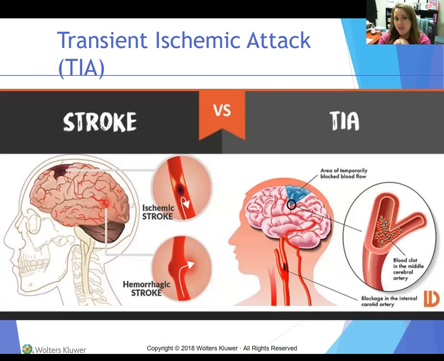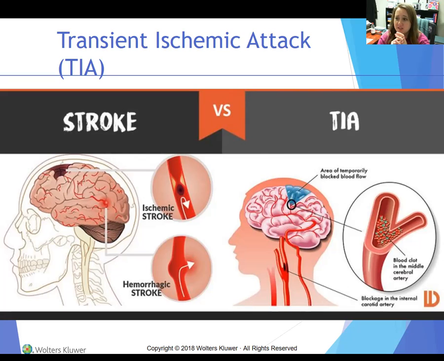Transient ischemic attack, a TIA. I'm sure you guys have probably seen this or heard of this. So we have some sort of blockage to prevent blood from getting to the brain tissue, but it's typically either temporary or not a full ischemia, not a full blockage.